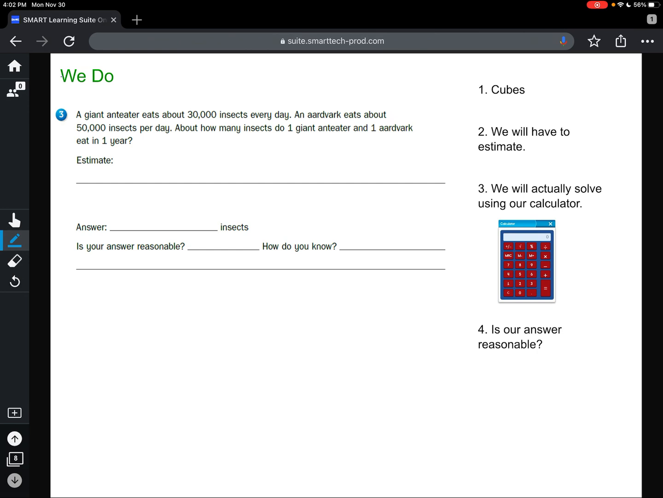So I'm going to change this problem. Instead of it being a we do, it's going to be a challenge. So it's going to be a you do. Do you think you can solve it? I'll go ahead and I'll set the problem up with you and then you will solve it on your own. So a giant anteater eats about 30,000 insects a day. An aardvark eats about 50,000 insects per day. About how many insects do one giant anteater and one aardvark eat in 1 year?